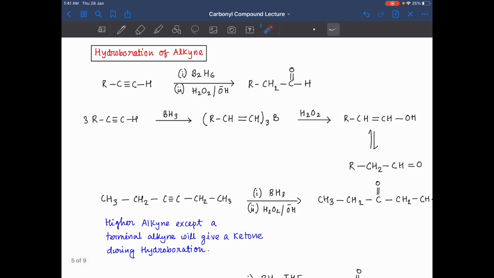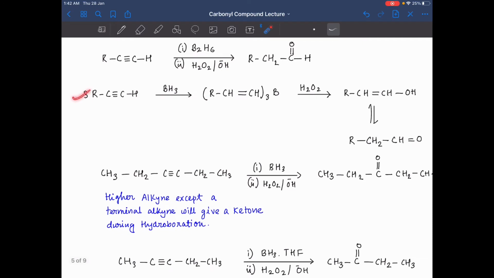Next is the hydroboration of alkyne. From the hydroboration of alkyne, we can also produce a carbonyl compound. For hydroboration-oxidation, we first have to use diborane, then react the product we get with H2O2, which will produce the carbonyl compound.